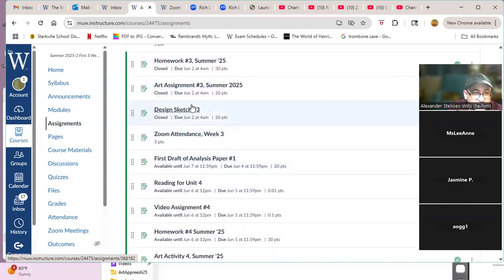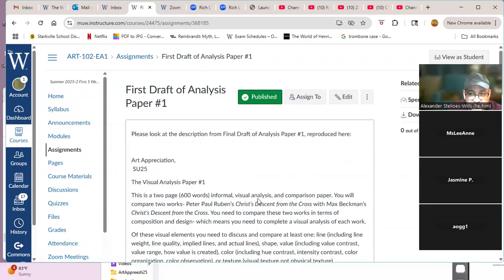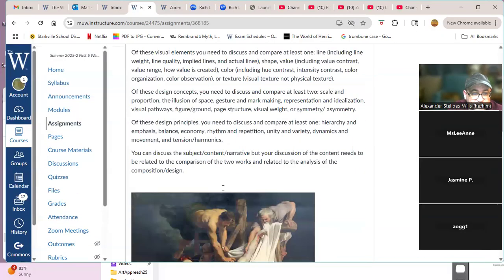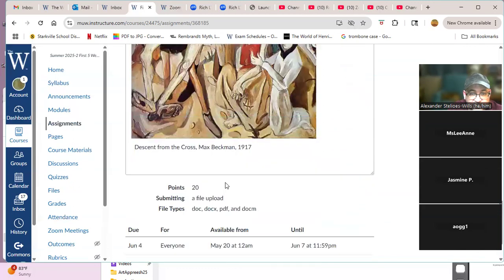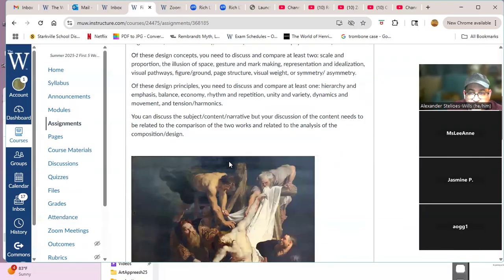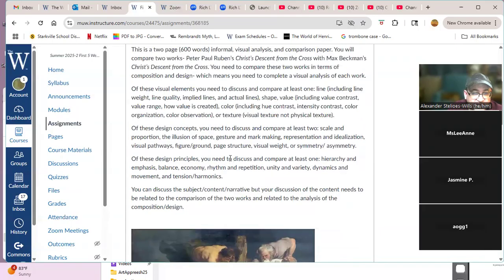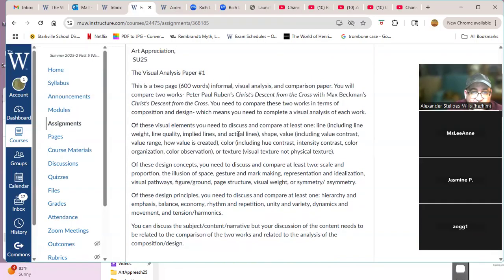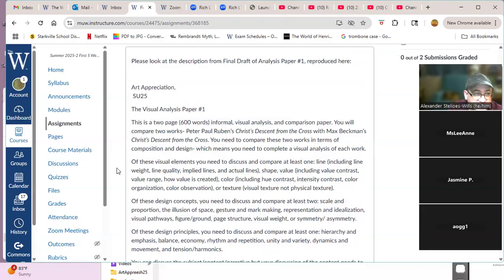Right after Zoom attendance week 3, right after the design sketch, the first draft of the analysis paper, and the description of the first, it's the same as the description of the paper in general, right? And so you're supposed to write an analysis comparing these two works of art. Okay, they're both descents from the cross, but from very different time periods, very different artists, and they're quite different from each other. And it needs to be a minimum of 600 words, probably no more than 1,000 if you're the kind of person who writes a lot.